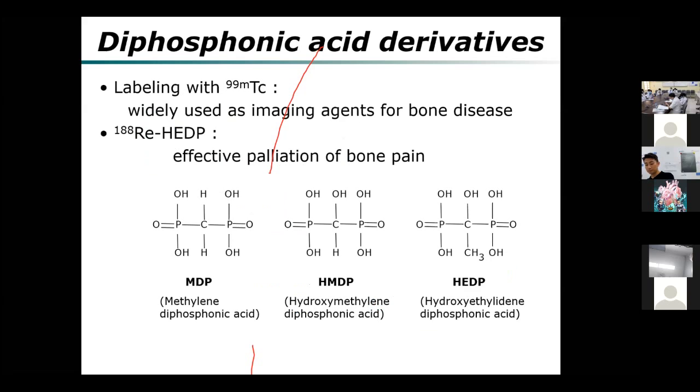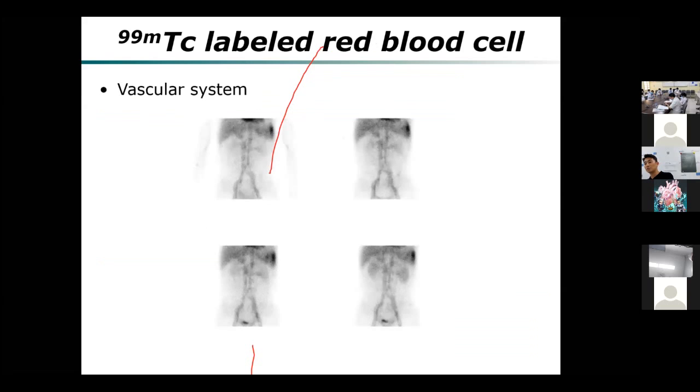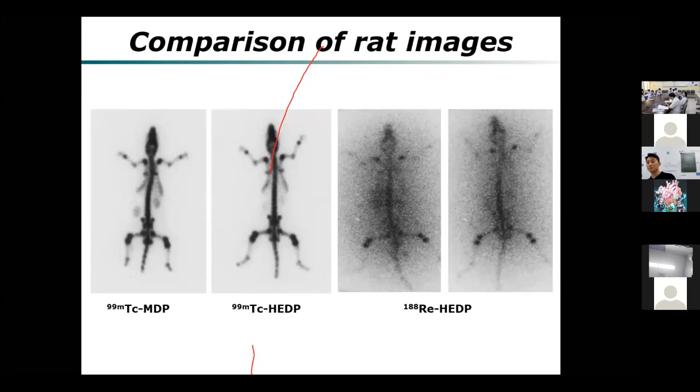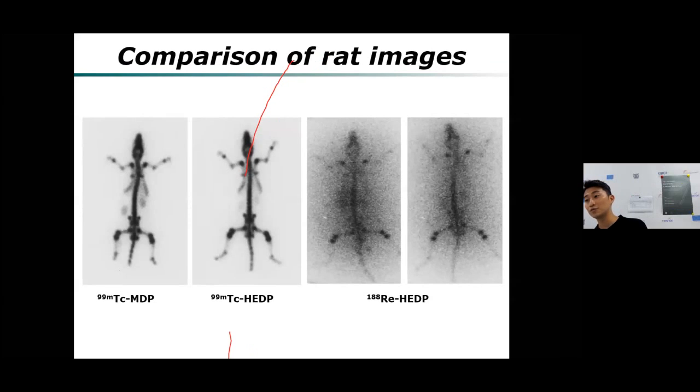Some example is this. We made phosphonic acid derivatives, labeled with technetium and also labeled with rhenium. In this case, we can take images of mice like this. The technetium-labeled one is a clearer image than rhenium, but rhenium can be used for other kinds of therapy. It also emits gamma rays, so we can check the image like this, but it is somewhat fainter than the technetium-labeled one.